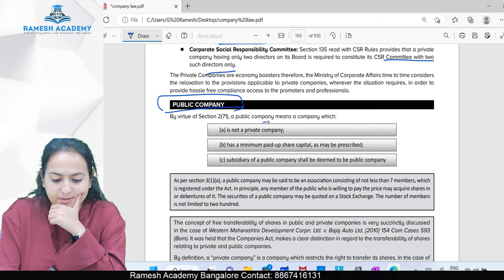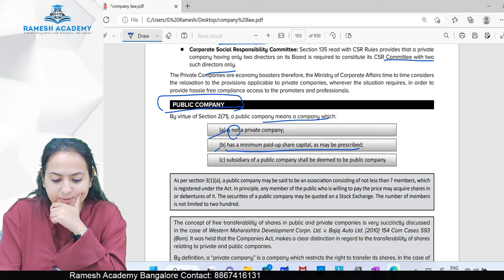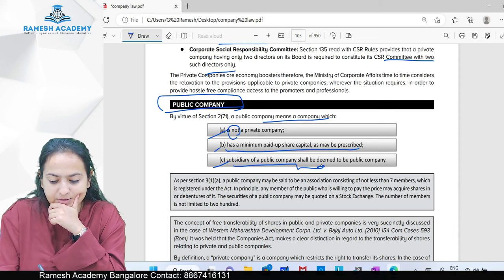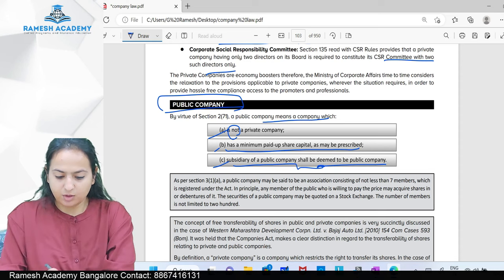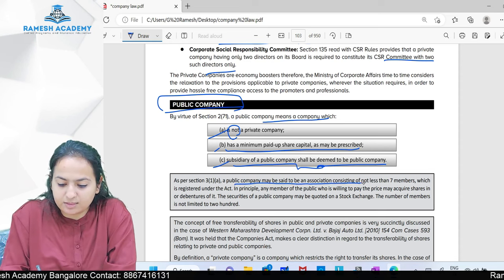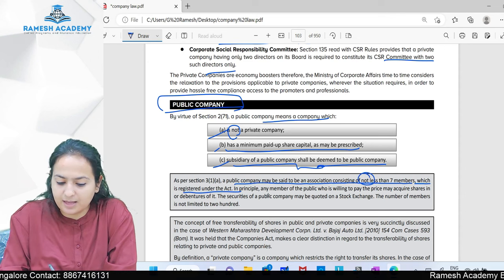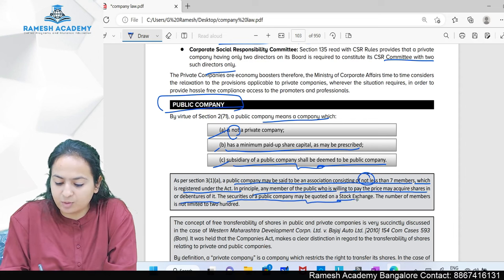So public company means a company which is not a private company, having a paid up capital as may be prescribed. Subsidiary of a public company shall be deemed to be a public company. Okay. A public company is an association consisting of not less than 7 members, which may be registered under the Act. In principle, any member of the public who is willing to pay a price may acquire shares or debentures. Securities of the public company may be quoted on the stock exchange.